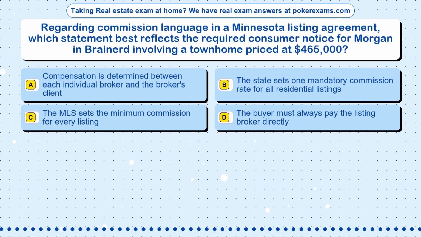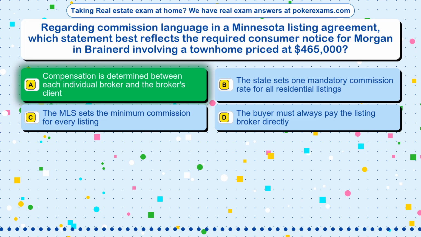Question 49. Regarding commission language in a Minnesota listing agreement, which statement best reflects the required consumer notice for Morgan and Brainerd involving a townhome priced at $465,000? Option A. Compensation is determined between each individual broker and the broker's client. Option B. The state sets one mandatory commission rate for all residential listings. Option C. The MLS sets the minimum commission for every listing. Option D. The buyer must always pay the listing broker directly.